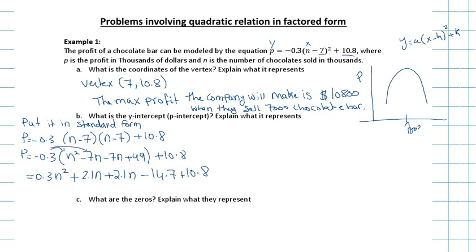Remember, it's a negative 0.3, so it's going to change all my signs. So this is going to be negative 0.3 n squared. Negative and negative makes positive, and negative and positive makes negative. So it's very important that you are paying attention to the signs as well. Okay? Now I can collect like terms.